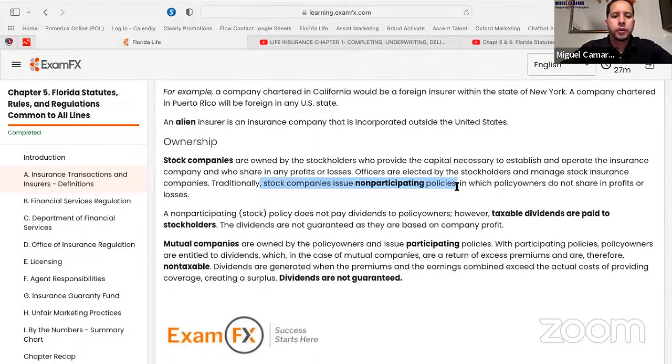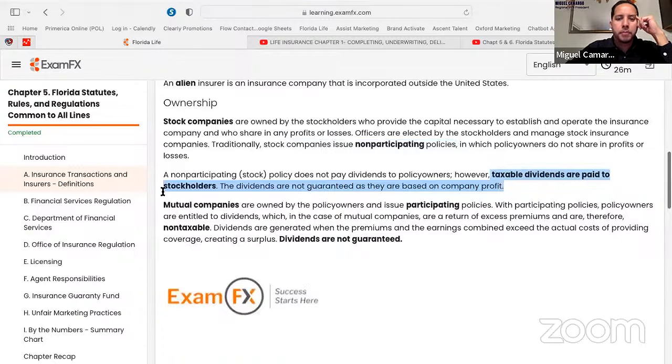All right. So a non-participating policy from a stock company does not pay dividends to the policy owners. However, taxable dividends are paid to the stockholders. The dividends are not guaranteed and are based off of company profits. I mentioned to you earlier in the chapters that dividends are a return of premium. But now these are dividends that are actually invested into the market. The policy holders have equity in the companies. So when the company is profitable, they share the dividends, and those dividends are taxable. So just make sure you know how to differentiate those two. The dividends are taxable if they come from a stock company. Mutual companies are owned by policy owners and issue participating policies.